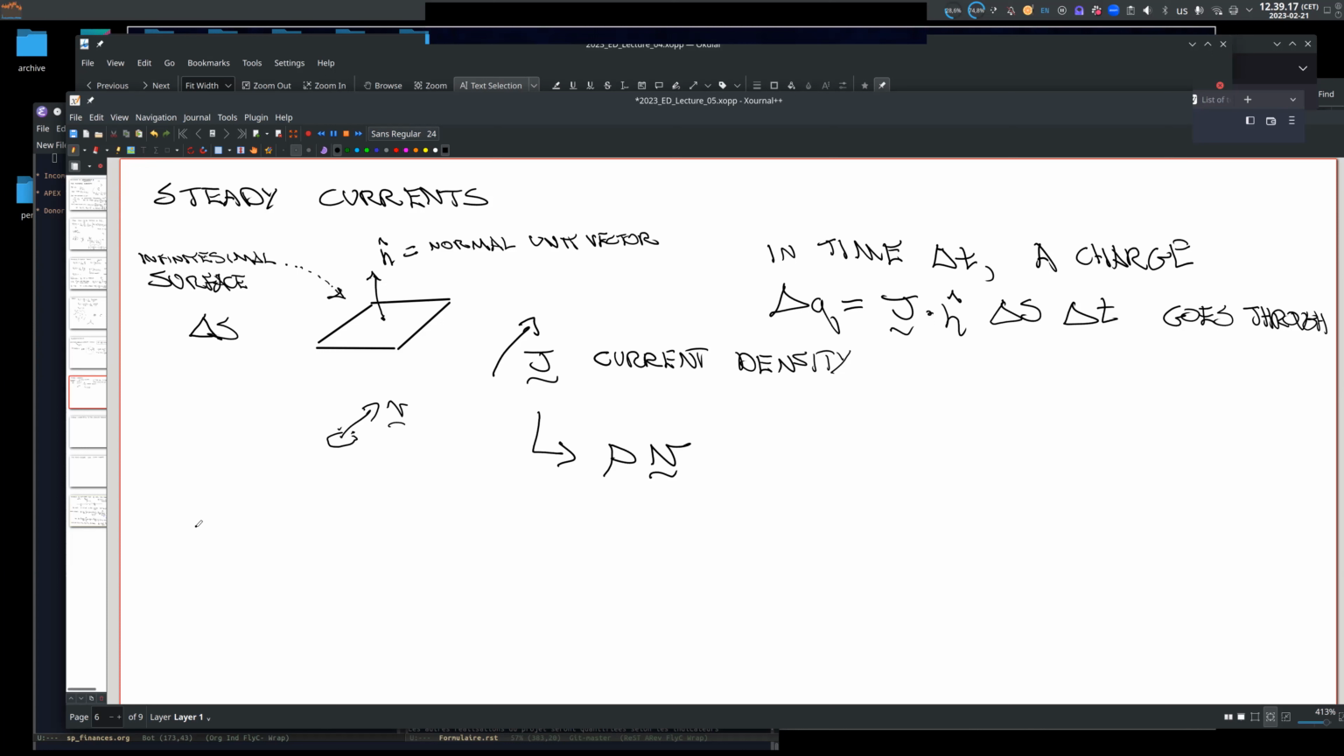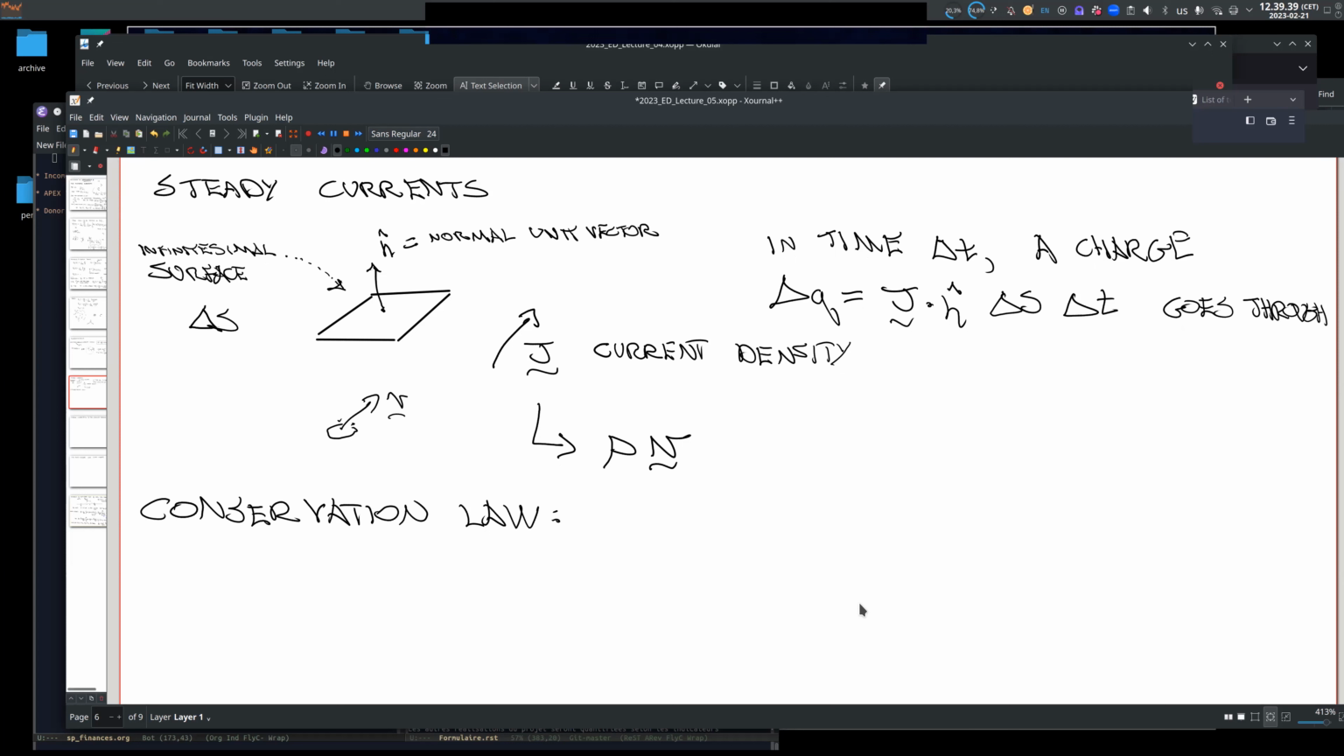Now, there's a very important conservation law that we need to mention. Charge isn't created and it doesn't disappear. It's conserved. And that leads to a very important relationship between the current density that we have and the local charge density that we have.